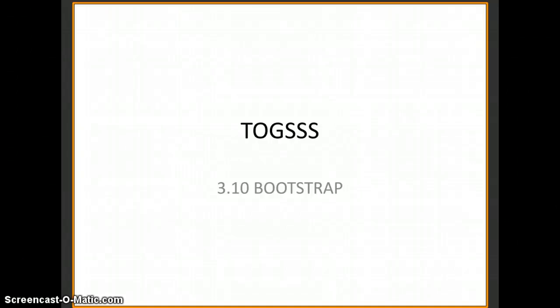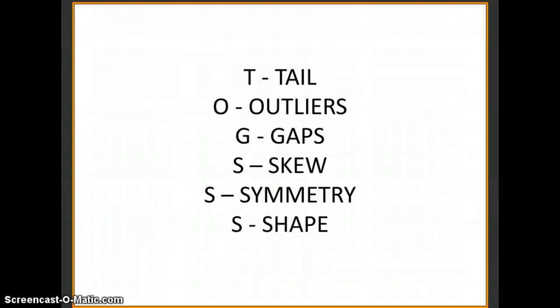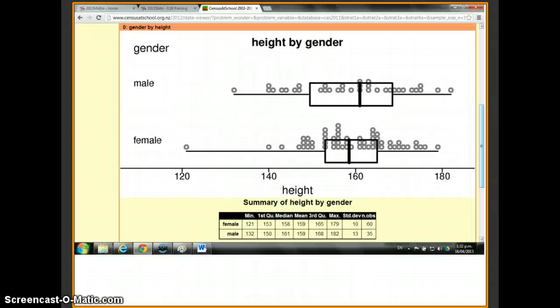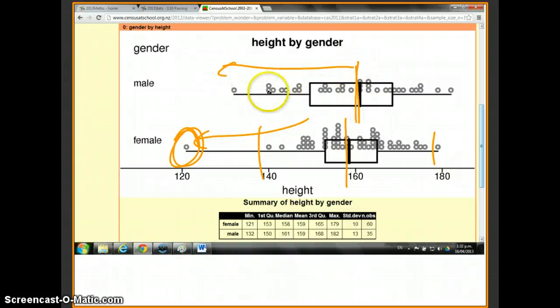TOGSSS for bootstrap. Okay, tail, outliers, gaps, skew, symmetry, shape. Not necessarily in that order. Okay, this is skewed to the left. Apart from that, that's actually reasonably symmetrical here. So maybe that's an outlier. This one here is also skewed to the left because it's actually bigger. The tail's bigger to the left than to the right. This bit of the box is bigger to the left than to the right.